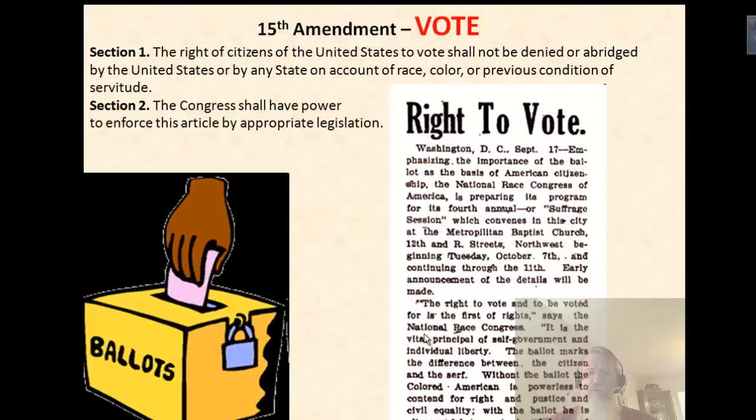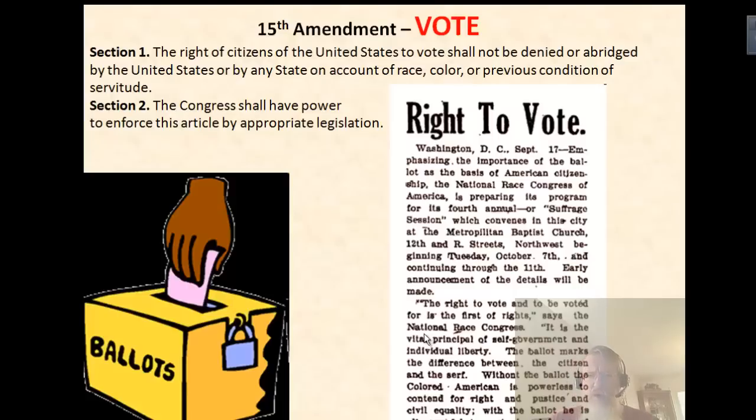The Congress shall have the power to enforce this article by appropriate legislation. Same type of thing. So during Reconstruction, you'd have Union troops in the South making sure African Americans' rights to vote was protected. Now I'm sure that you could probably pause.